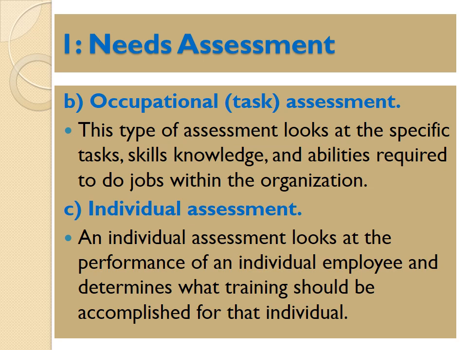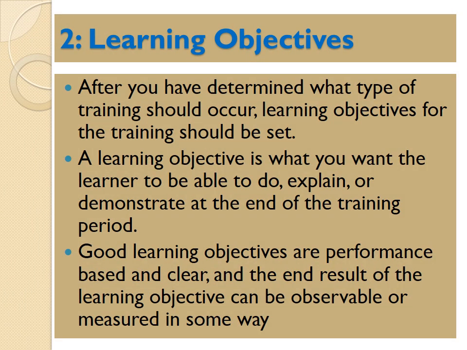This type of assessment looks at the specific tasks, skills, knowledge, and abilities required to do jobs within the organization. And the third point is individual assessment. The individual assessment looks at the performance of an individual employee and determines what training should be accomplished for the individual. The second point in this model is learning objectives.